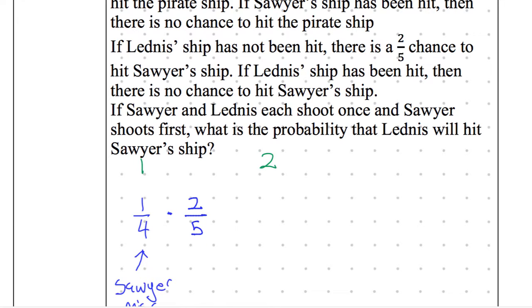Okay, multiply straight through. What do we get? 1 times 2 is 2. 4 times 5 is 20. 2 over 20 reduces to 1 over 10. So there is a 1 in 10 chance that Leadness will be able to hit Sawyer's ship. All right, that concludes the notes.